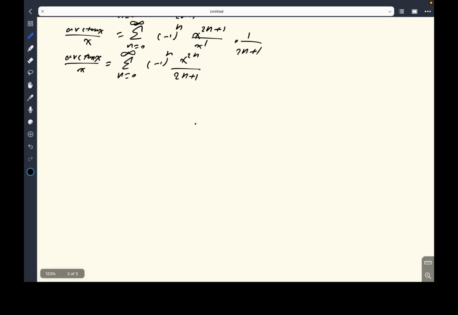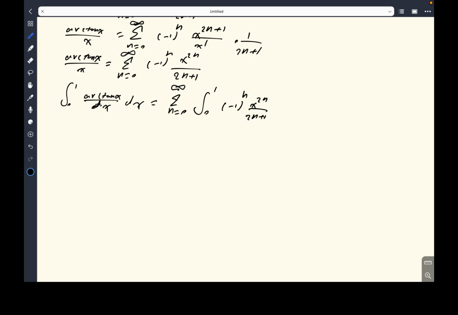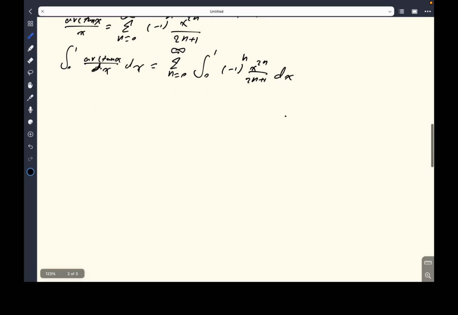Now, if I integrate both sides from 0 to 1, the integral of arctan of x over x dx is going to be the sum from n equals 0 to infinity of the integral from 0 to 1 of negative 1 to the n x to the 2n over 2n plus 1 dx. Now, if I use the reverse power rule, this integral is going to be the sum from n equals 0 to infinity of negative 1 to the n x to the 2n plus 1 divided by 2n plus 1 squared, from 0 to 1.